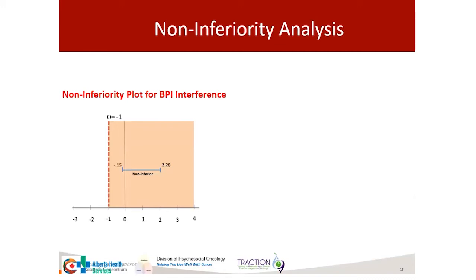How we did that is basically we first set a non-inferiority margin. For the BPI interference scores, from a literature search, we determined that a 1 point change on the BPI scale is the least score to be a clinically meaningful change, which is why the non-inferiority margin was set at 1. The reason you see it as -1 is because the score drops from pre to post intervention. So that's how we set our non-inferiority margin.